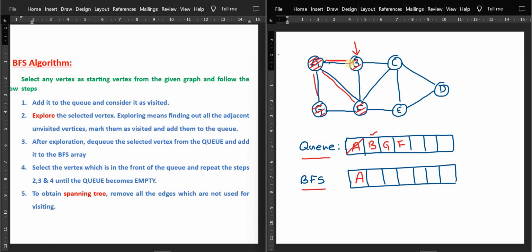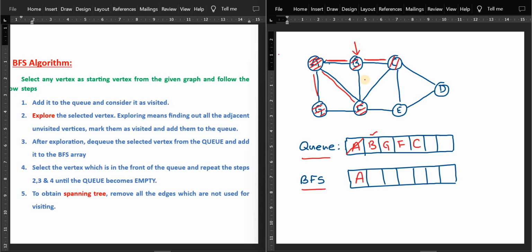Now see here, one of the adjacent vertex of B is A, but A is already visited. Okay, and F is also adjacent, but it is also already visited. Now look at this C here. C is adjacent as well as unvisited. So what you have to do is add this C to the queue and mark it as visited, and also indicate that you have reached the C from B by using this red line. Now exploration of B is completed.